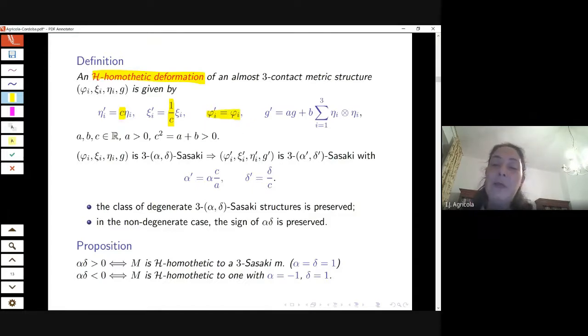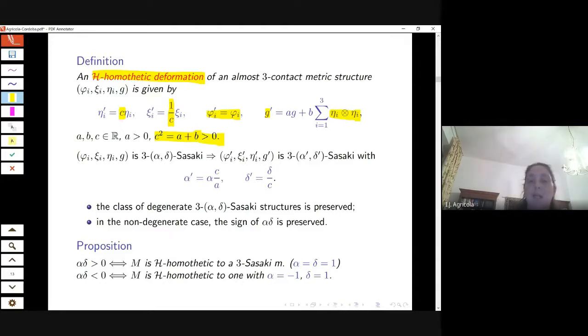And the new metric is something in the horizontal part, and an addition of the eta i wedge eta i, or eta i tensor eta i, in the vertical part. And then you have to check that this really is compatible, and the compatibility condition is such an equation, and this has to be positive, of course.